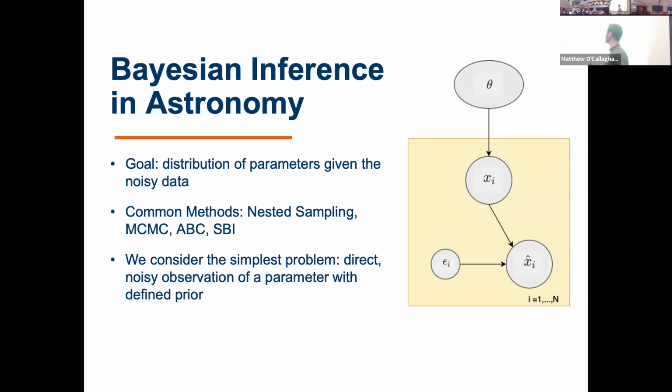But in this case, we're just going to consider the simplest problem: a direct noisy observation of a parameter with a defined prior. We want to consider this as something you can build into your existing framework or hierarchical model. For example, if you have some distribution of what color magnitude vectors look like for a cluster, and you observe noisy data, you might want to infer what the true magnitude is. Many people don't do this, but it's a simple example, and we can generalize this later.